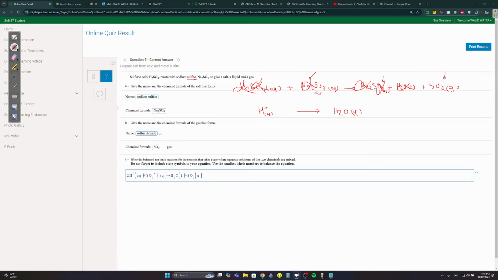So did it change? Yes. So we're going to put SO3, aqueous, 2 minus. Gas, so SO2 gas. Just like this. This is net ionic, because we saw what changed.